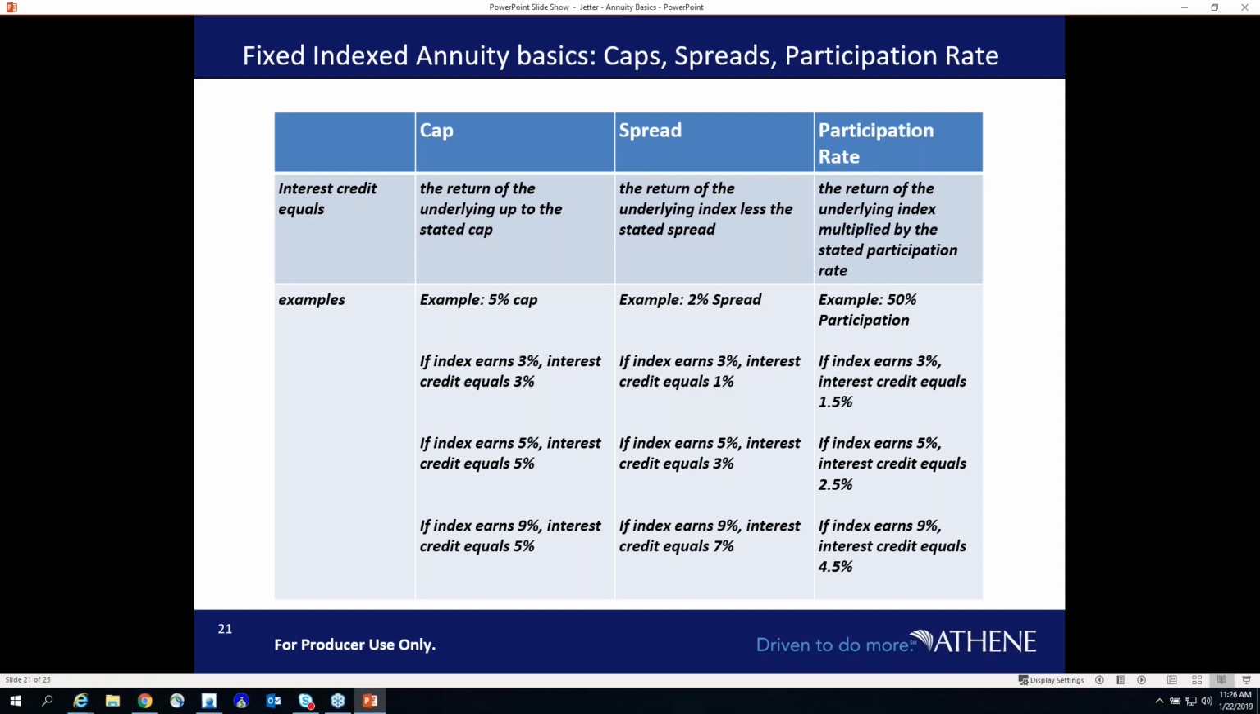Now, in a participation rate, this is actually what we prefer here at Athene, because this is not going to put an upper limit on what your clients can earn, but interest credits equal the return of the underlying index multiplied by the stated participation rate. So let's take a look at this example. At a 50% participation rate, if the index earned 3%, the clients would participate in 50% of that return, they would be credited 1.5%. If the index returned 5%, they would get, again, 50% of that, 2.5%, and if the index did 9%, if they were at a 50% participation rate, they would get 4.5%. So again, the clients will earn whatever percentage of that index return that they earn. So 50% on a 9% would be 4.5% return.